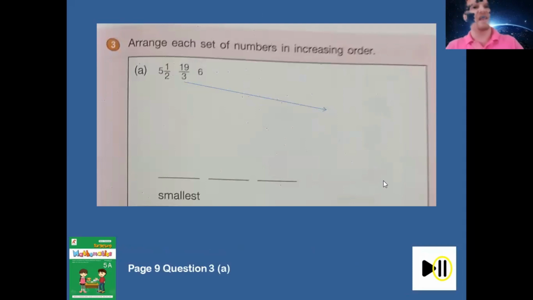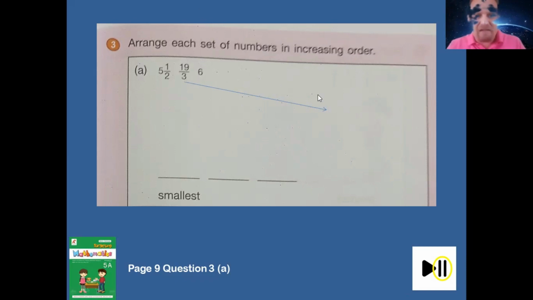I think this is the last question that we'll do in this class, and then I'll have you do some work by yourself at home. Okay, good. Let's do this together then. So this is page 9 now. Question 3A, and it says arrange each set of numbers in increasing order. Increasing means going up, so we would start with the smallest.